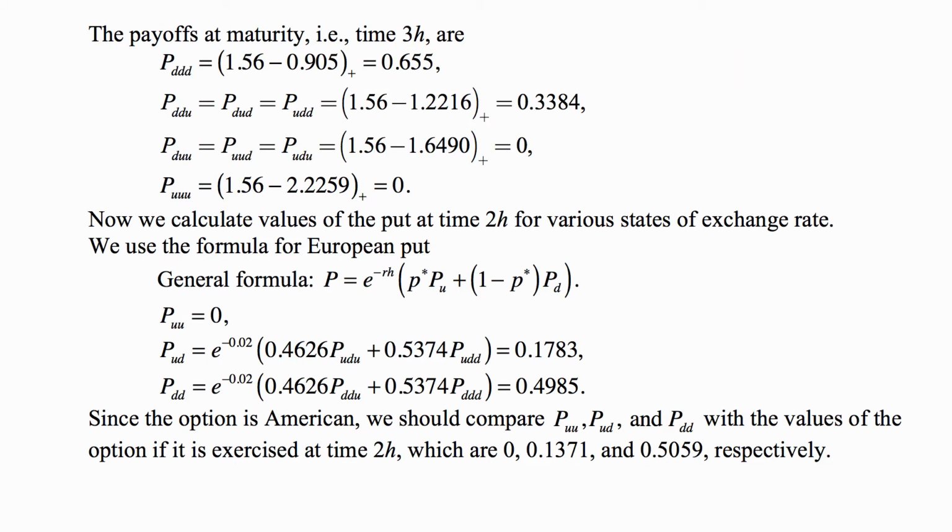The payoffs of the option at maturity, time 3h, are as follows. In the down, down, down node, after 3 down moves, it is 0.655. Down, down, up, which ends up in the same spot as down, up, down, or up, down, down, is 0.3384. Down, up, up, which is the same ending spot as up, up, down or up, down, up, the payoff is 0. And up, up, up, the payoff is 0.